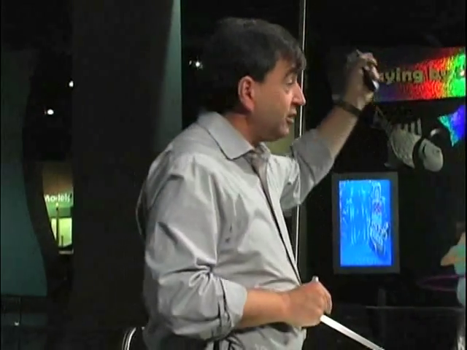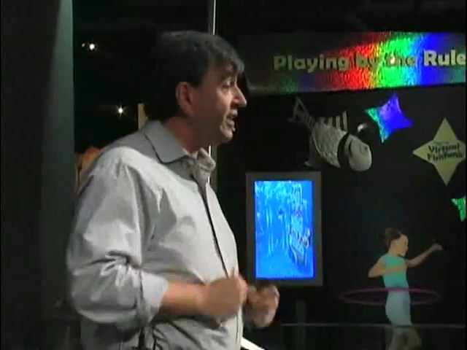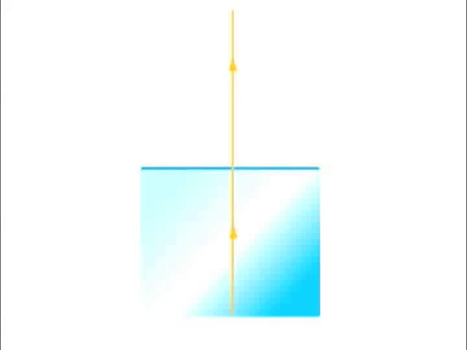That is true when you go from air to water. But what if you go from the water to the air, the other way around? So suppose that we took that light beam and we inverted it. Instead of going from the air to the water, we go from the water to the air, but we use exactly the same angle.